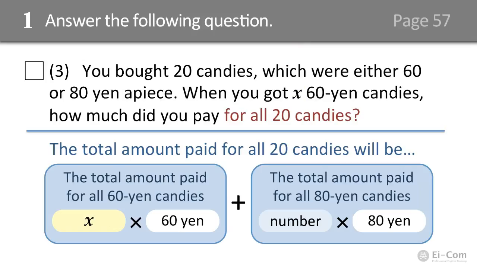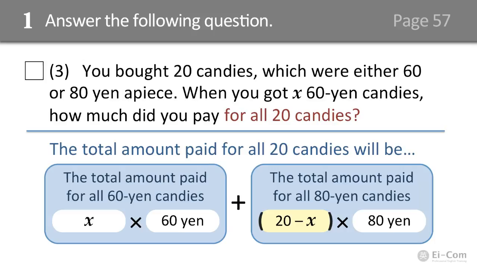So let's include that in the expression. Now, how many 80 yen candies did you buy? That information is not given in the problem. But since we know that you bought a total of 20 candies, and x number of them were 60 yen candies, then the number of 80 yen candies must be 20 minus x.